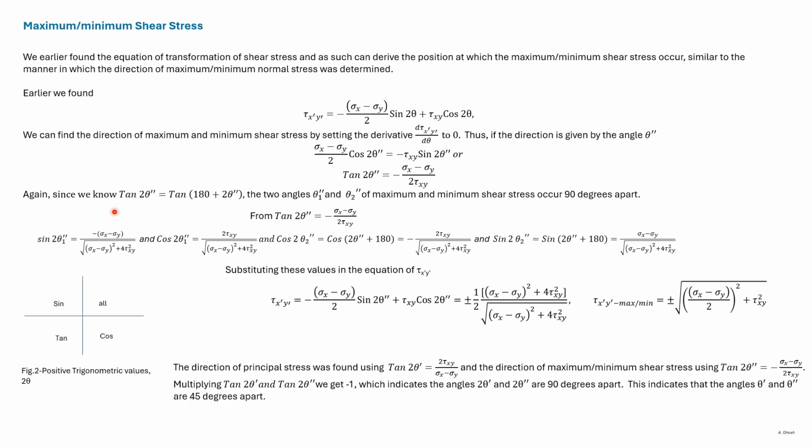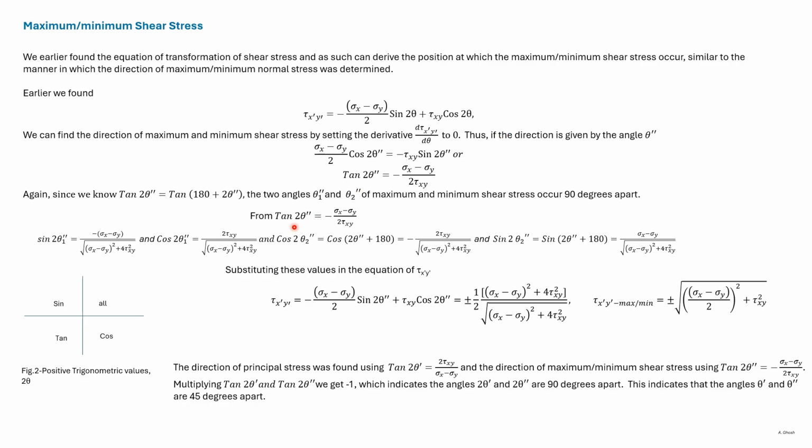As earlier, since tan 2 theta double dash is equal to tan bracket 180 plus 2 theta double dash, there are two values of theta double dash which satisfy this equation. We have designated the two angles as theta double dash 1 and theta double dash 2, corresponding to maximum and minimum shear stress. The angles theta double dash 1 and theta double dash 2 are separated by 90 degrees.